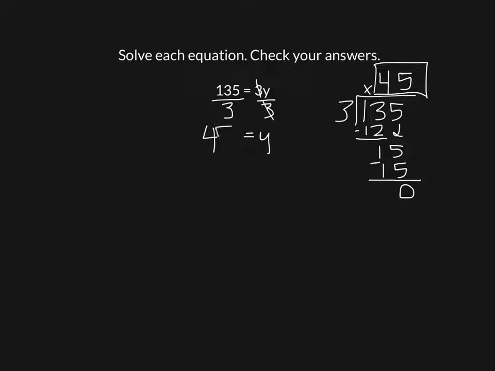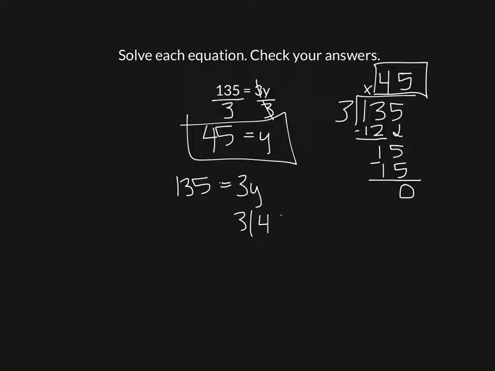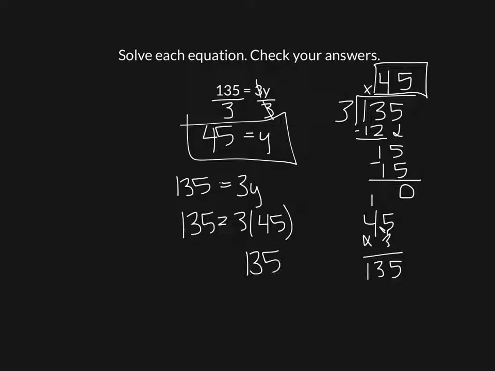Okay. Now this one's kind of a little bit longer because now I have to write down my original equation. I'll put my box here. 135 equals 3y. Now I need to put 3 times 45 equals 135. Now I have to do my scratch work here to the side. 45 times 3. So I do 5 times 3 is 15. 3 times 4 is 12, plus 1 more is 13. So I'd get 135 equals 135. Check.